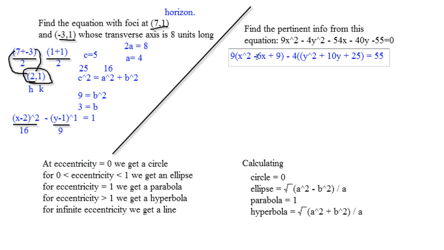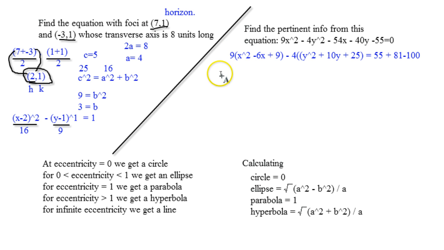Now I moved the 55 over to the other side. Okay, now I'm going to add the 81 because it's going to be the 9 times the 9, so I add it to the other side as well. But here's the tricky thing: I now have a minus 4 and a plus 25. So technically that's a minus 100. So I need a minus 100 on this side as well. Okay, and you'll see why in a sec.